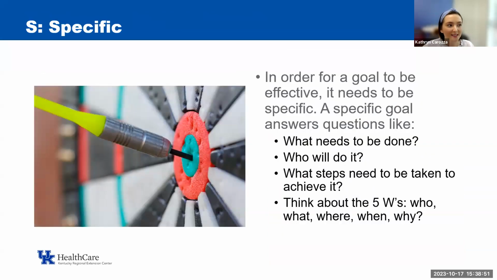The S in SMARTIE stands for specific. Specific goals are clear, well-defined, and answer the questions what, why, and how. So a vague goal might sound something like, I want to be healthy. But a specific goal could be, I'll exercise 3 times a week for 30 minutes to improve my cardiovascular health.